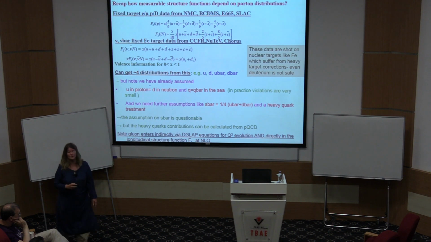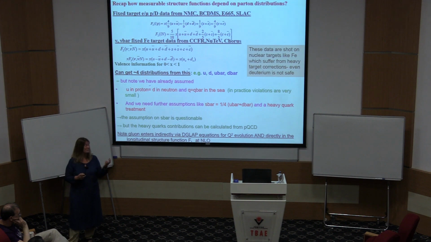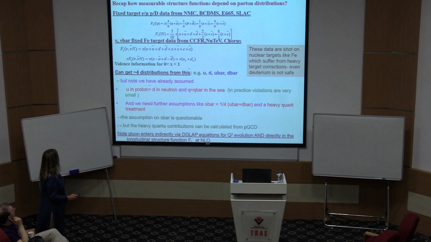In fact, that's not really a problem at all, because these quarks have heavier masses, you can actually use their mass as the scale of the process, and you can calculate something like gluon to CC bar and BB bar exactly in QCD. So you can calculate how much of a heavy quark you've got. What you can't deal with is how much of a light quark you've got, because that's just too non-perturbative. So some of these assumptions are in fact questionable.